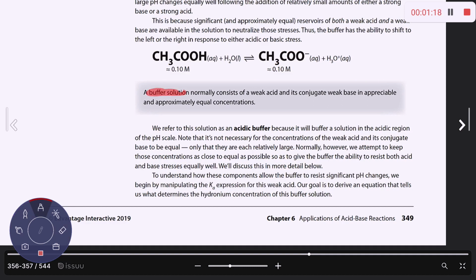Generally speaking, a buffer solution is going to consist of a weak acid and its conjugate base. Usually they should be present in a significant amount. So the higher the concentration of each one, the better the buffer capacity, and generally you want them to be in equal concentrations. So let's talk about what an acidic buffer is first. It's pretty obvious. These are buffer solutions that are going to resist changes in the acidic region of the pH scale. Turn to the next page.